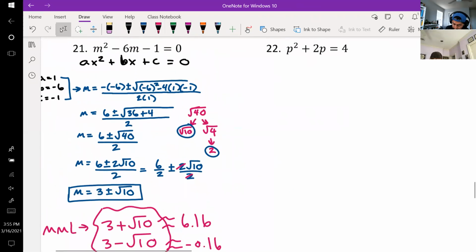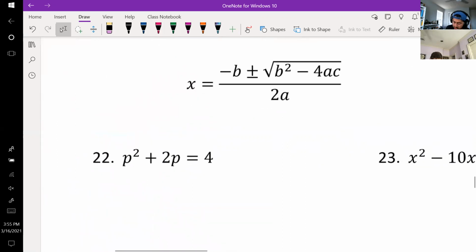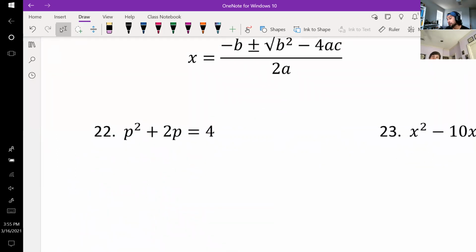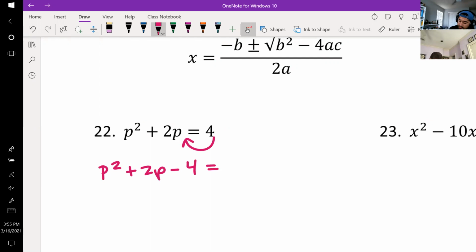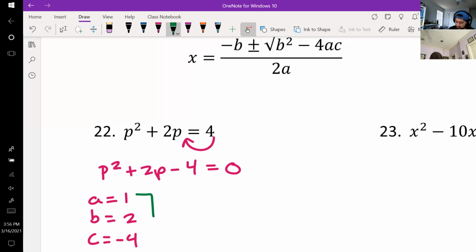Let's try it again. 22. P squared plus 2p equal to 4. So again, put this in proper format and move that 4 over to the left, and have p squared plus 2p minus 4 equal to 0. And then label off A, B, and C. A would be 1, B would be 2, C would be negative 4. And then we put this into the quadratic formula.